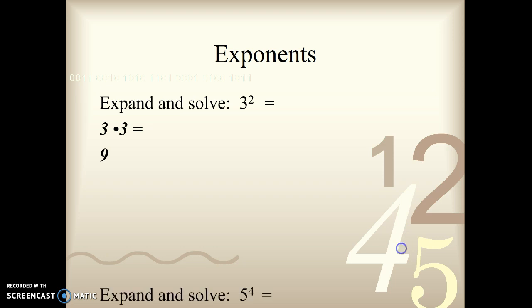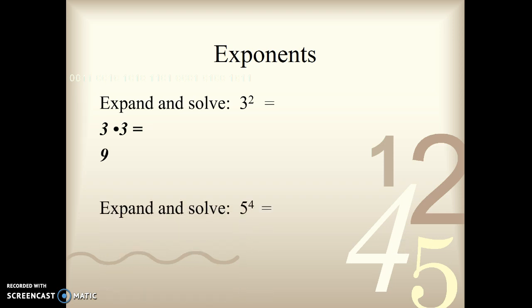Okay, let's do this next one. We're going to expand and solve 5 to the 4th power. It's going to look like 5 times 5 times 5 times 5. Did I say it too many times there? I hope not. Now we have 25 times 25, which if we solve that, it's going to equal 625.